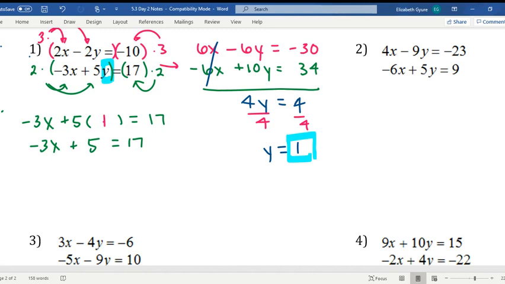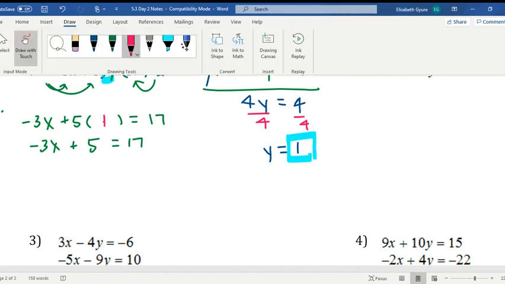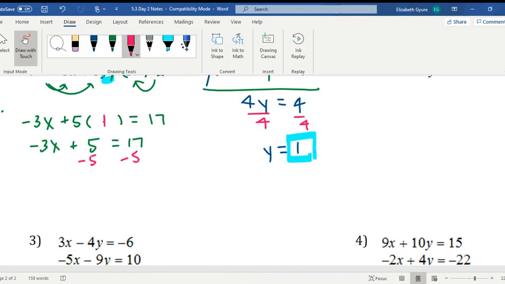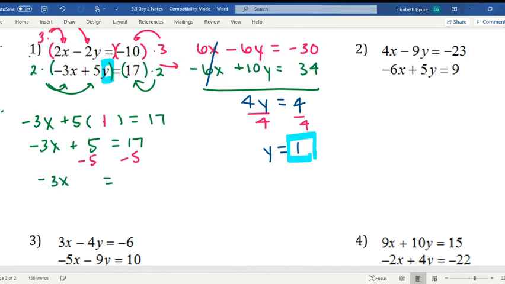Very good. We have to get rid of the 5. We're going to subtract it. Yep. Bring it to the other side. It's a positive, so when I bring it to the other side, I need to subtract it. So that's going to give me negative 3x. My 5's cancel. And 17 minus 5 is 12.